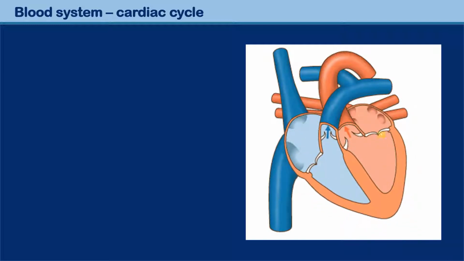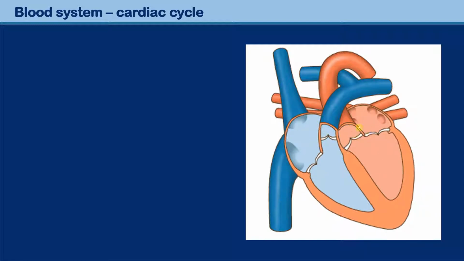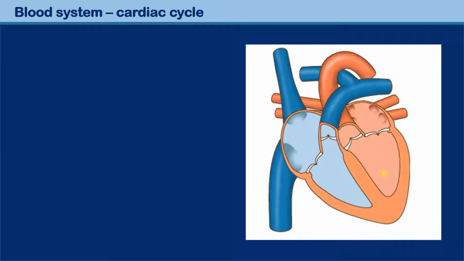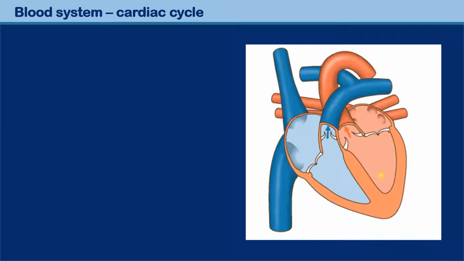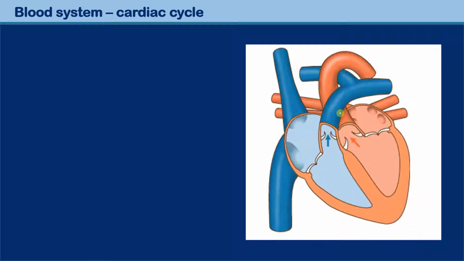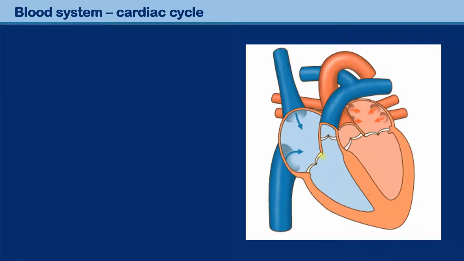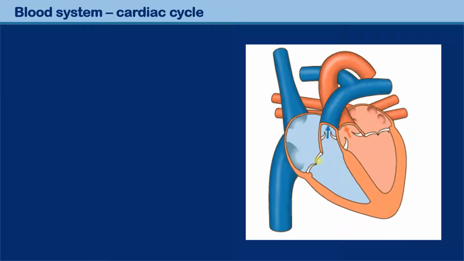You can also see the two atria over here. That's one atrium, and that's the other one, and they contract at the same time. And the two ventricles also contract at the same time. You can also see that when the atria contract, the ventricles do not contract, and vice versa. And you can also see the valves opening and closing.